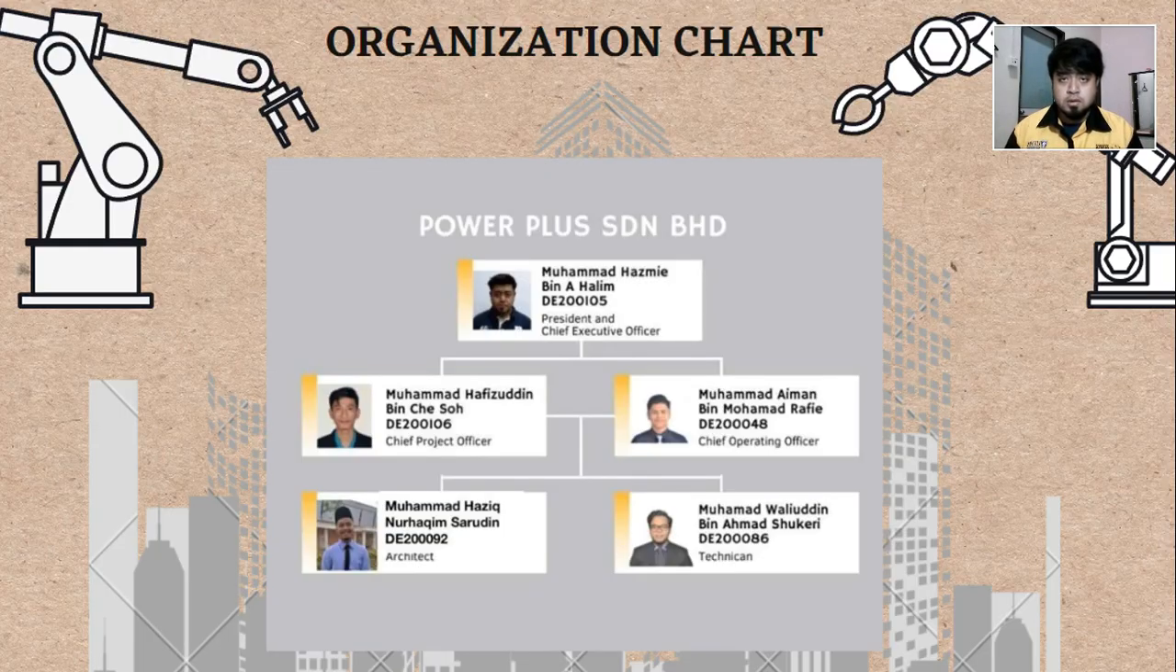The next part is the organization chart. I am Muhammad Hazmi, the President and Chief Executive Officer of the organization Power Plus Sdn Bhd, followed by Hafizuddin as the Chief Project Officer, Muhammad Aiman as the Chief Operating Officer, Haziq Nur Hakim as the Architect of our organization, and lastly Muhammad Waliuddin as a technician of our organization. So that's for the organization chart.